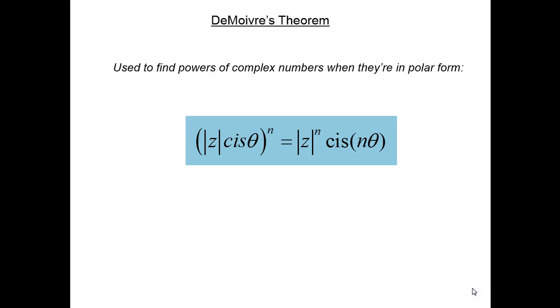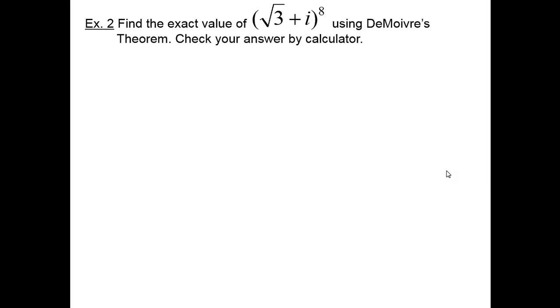I think this is in your info booklet, but you're going to know it pretty well after doing a few problems. So if we have a complex number in polar form, its modulus times cis theta, raised to a power n, we can break that down as the modulus to the n times cis of n theta. This is why working with polar form of these numbers is useful, because this theorem only applies if you're dealing with the form in polar instead of Cartesian. Here's an example. Find the exact value of square root of 3 plus i to the 8th power using De Moivre's theorem.